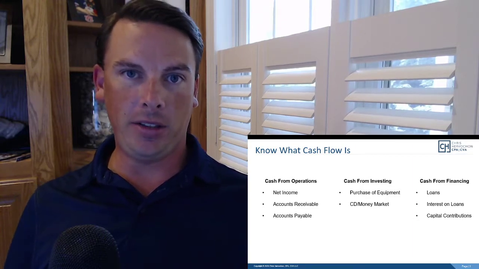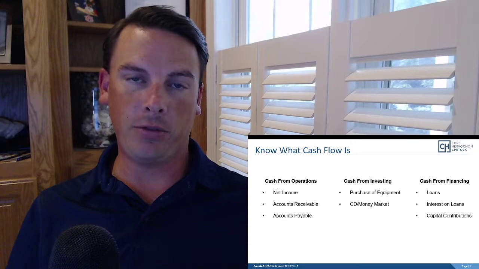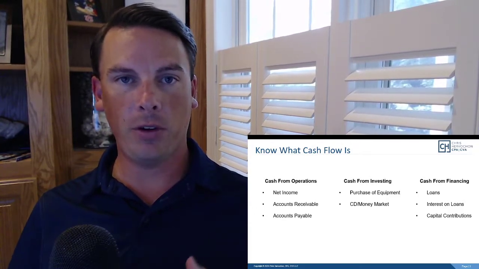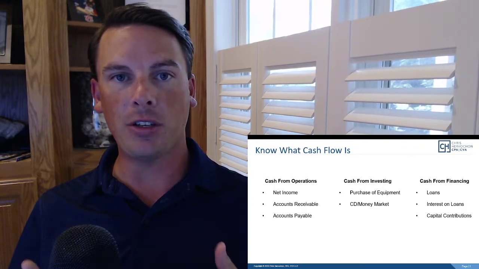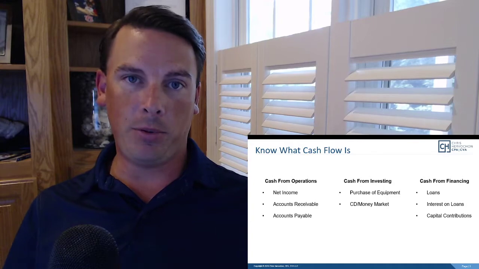There's 3 buckets, and then you're going to see this on your cash flow statement. I'll talk about that in a second. Number 1, cash flow from operations. That is the big kahuna of this whole thing. Cash flow from operations, how the business is actually generating or not cash. Super important. Examples of that, net income.